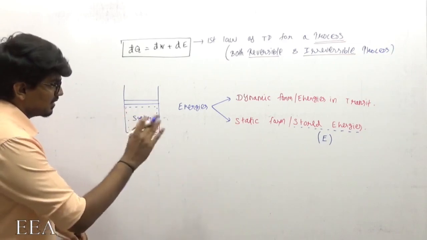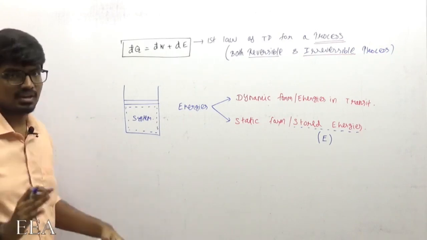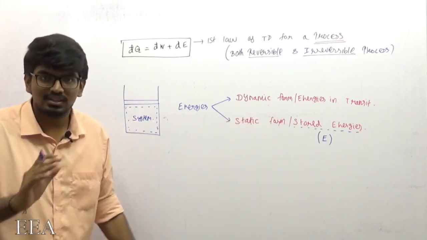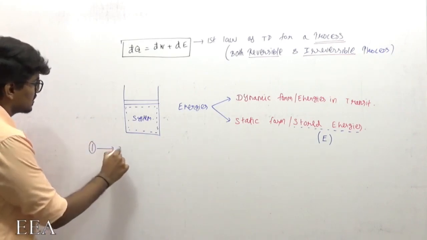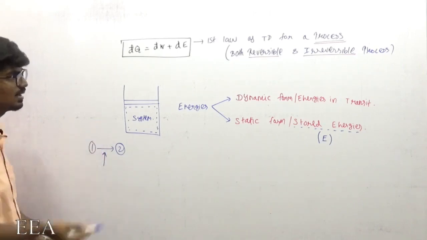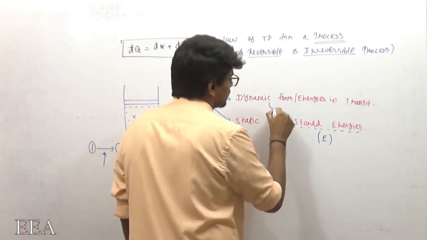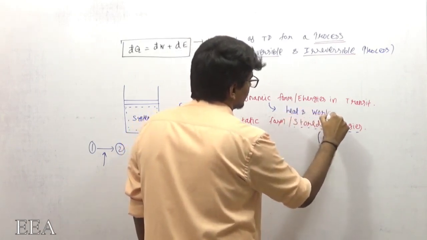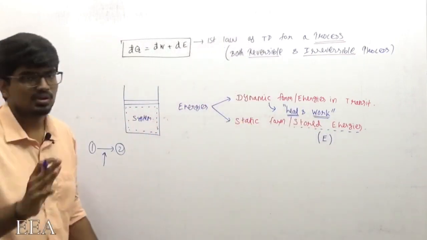So what does this dynamic form, energies in transit, mean? It means that when some process is happening, only at that time will this energy have meaning. Other than that, that energy won't have meaning. If some process is happening, the state was changing from 1 to 2. During this process, some amount of energy interaction will happen. That is dynamic form, or energies in transit. We talked about this earlier also. They are nothing but heat and work. So heat transfer and work transfer have meaning only when a process is happening.